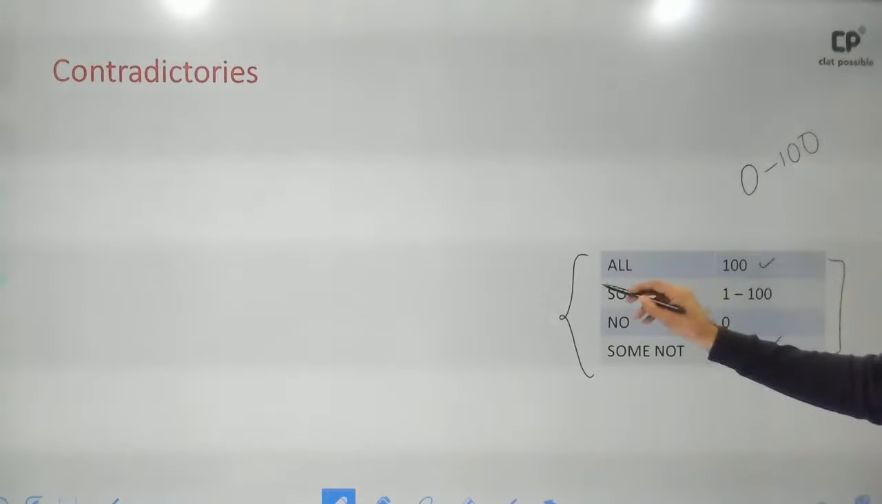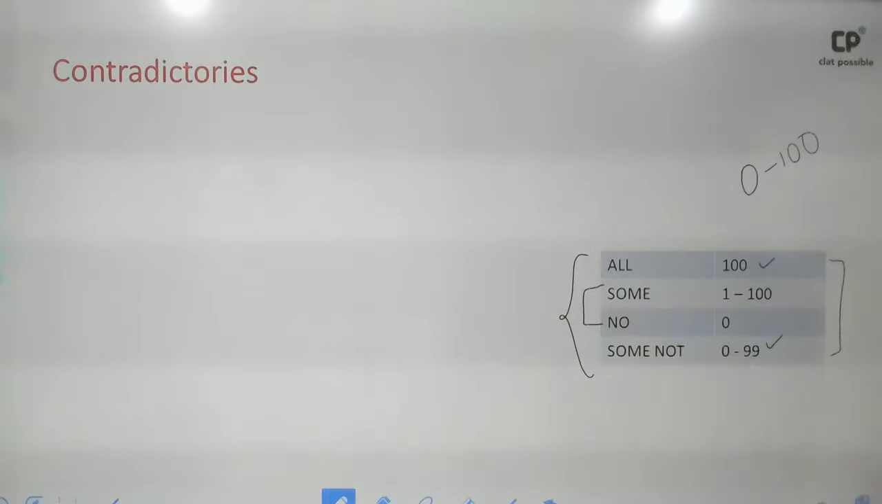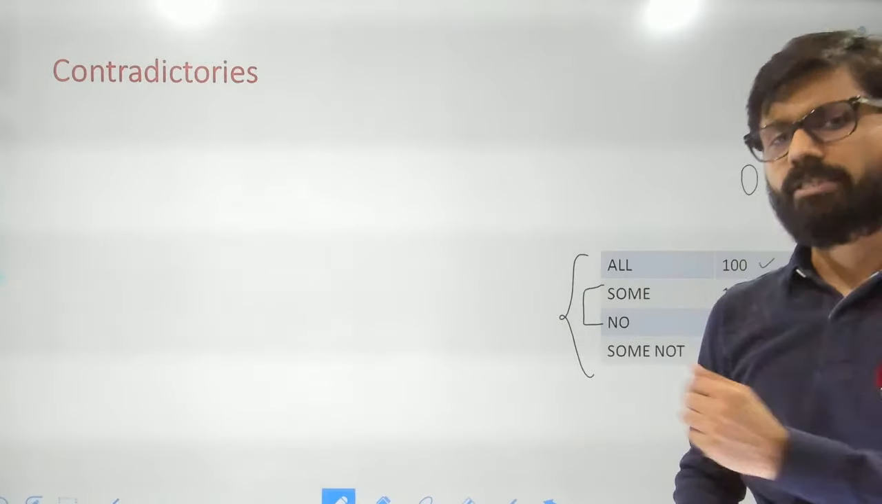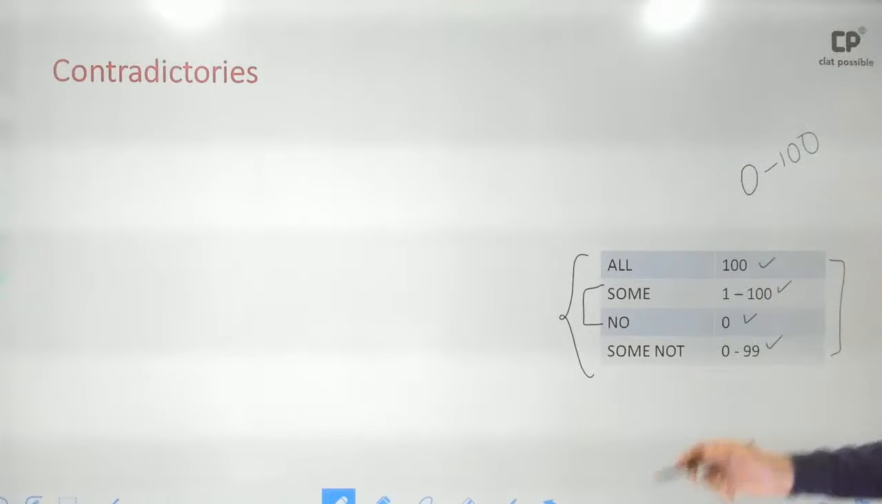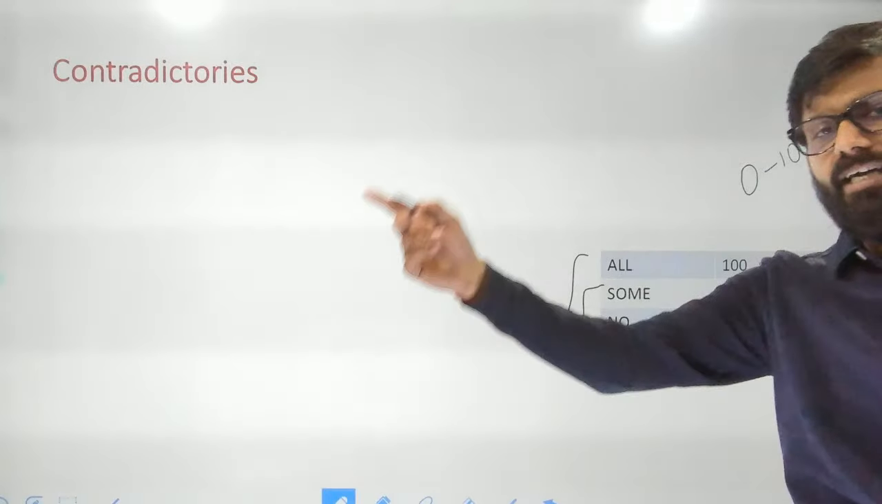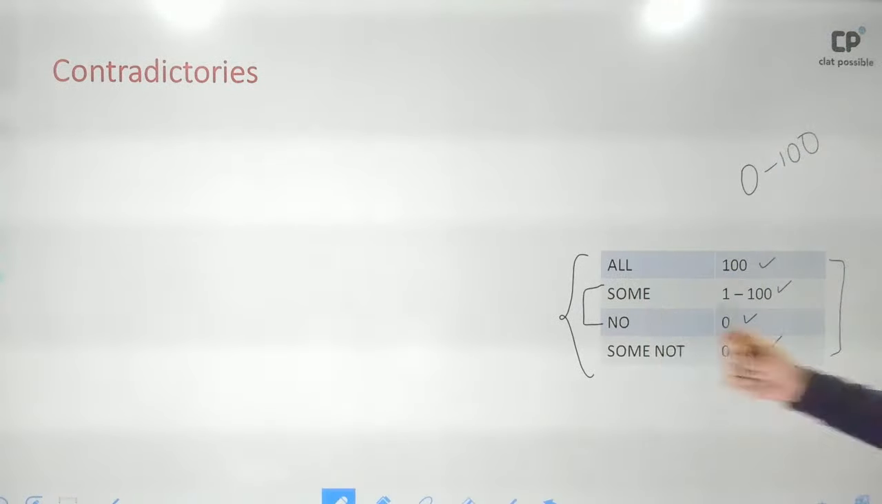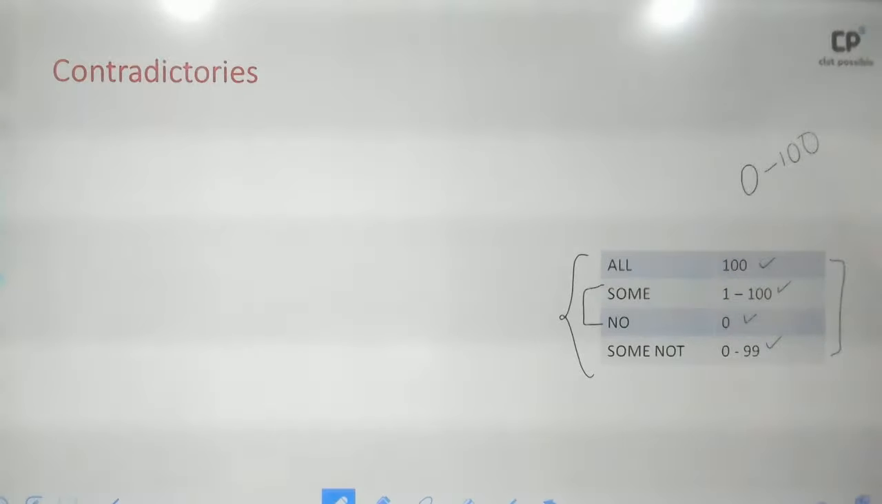And then look at these two words, some and no. Some is 1 to 100, no is 0. Again, put together some and no. They cover the entire range 0 to 100 and there is no overlap. Now, by that standard, they cover the entire range and they do not have any overlap. By that standard, some and no are opposites, all and some not are opposites. Do we agree with this?